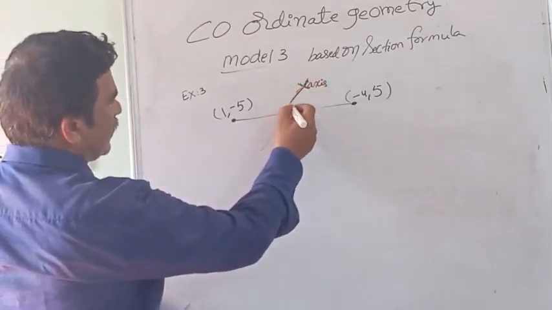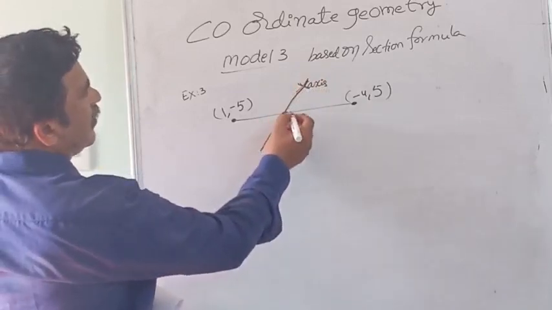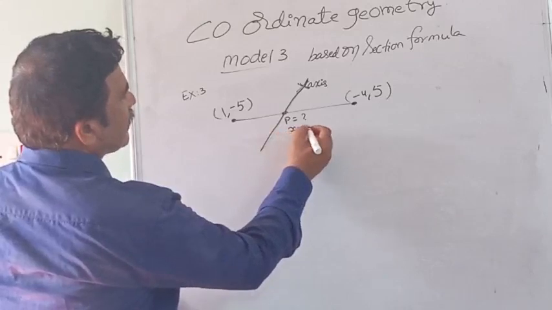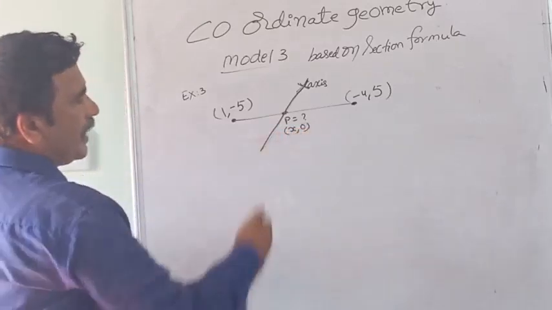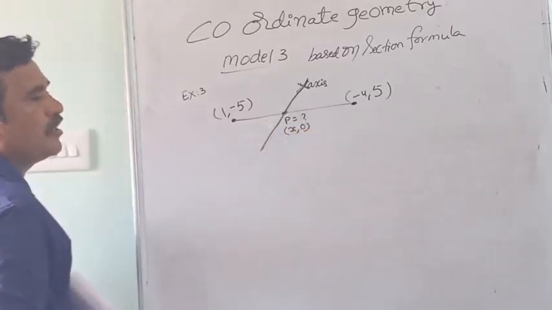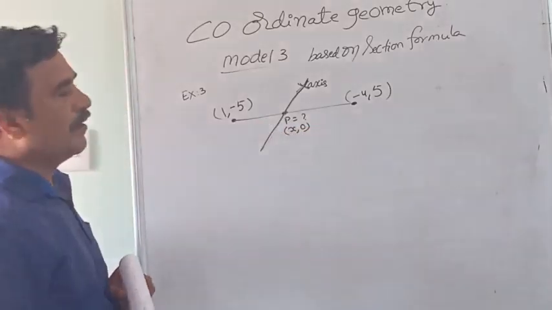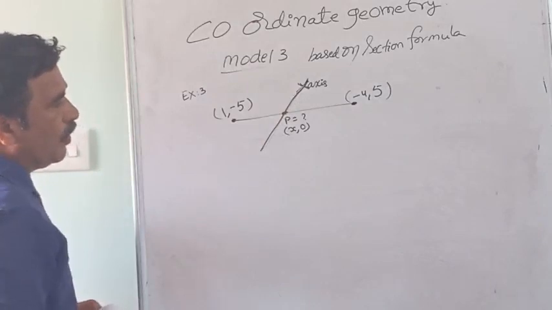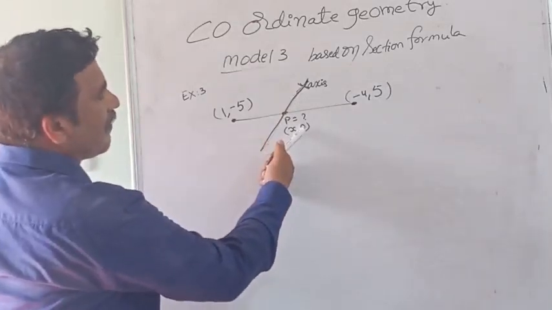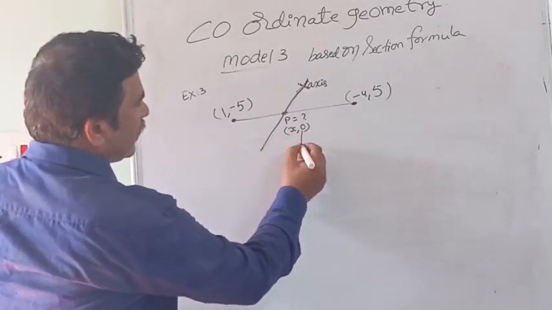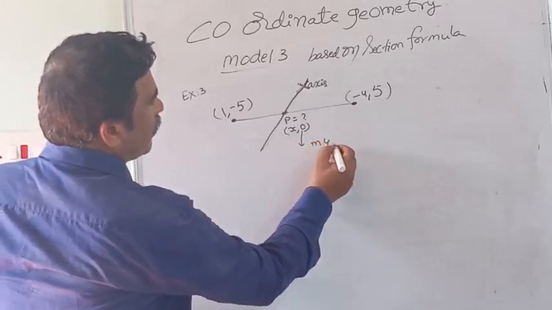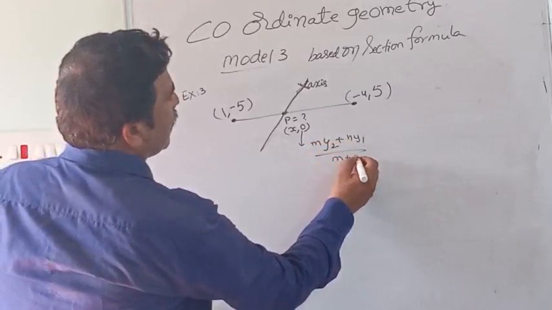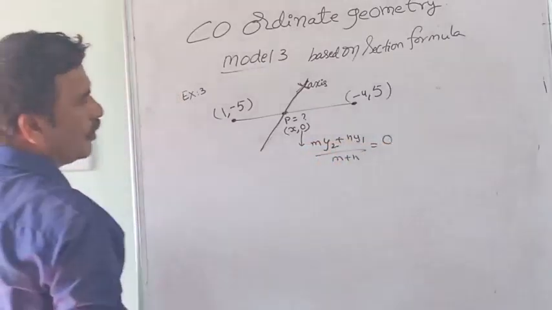it by x-axis or y-axis. If it is cut by the x-axis, this point will be x comma 0. If it is the y-axis, the point should be 0 comma y. Now it is x-axis, therefore it is x comma 0. Therefore 0 means y value 0. This is nothing but my2 plus ny1 by m plus n is equal to 0.